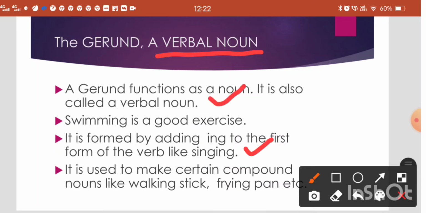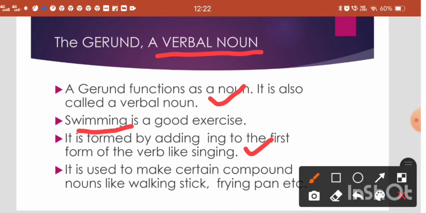What is the function of a noun? Noun is the name of anything. So the example, swimming is a good exercise. Swimming, gerund, because we have added ing to the first form, and it is functioning here as the name of some exercise. So it is used here as a subject, as a noun.